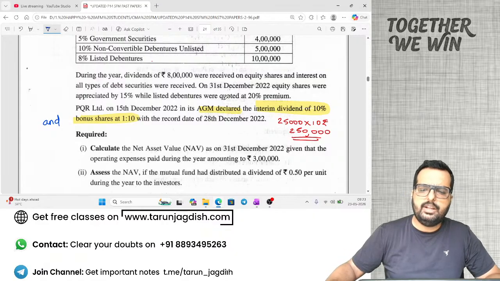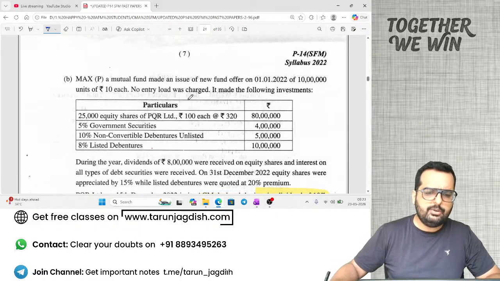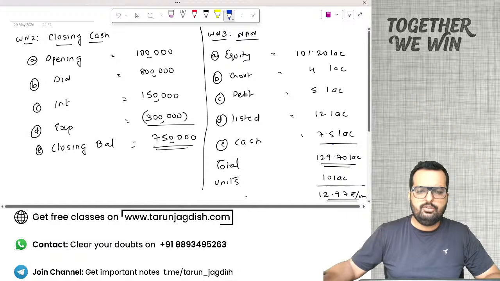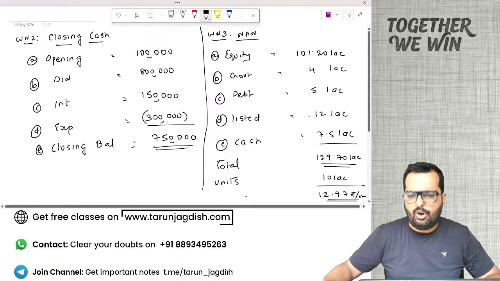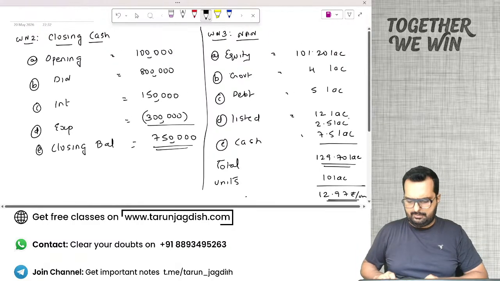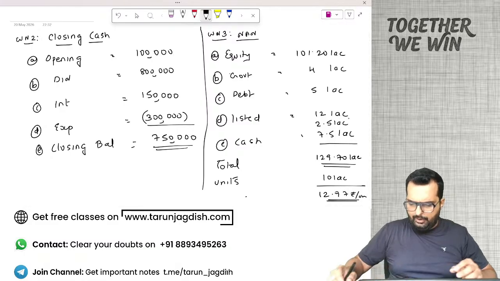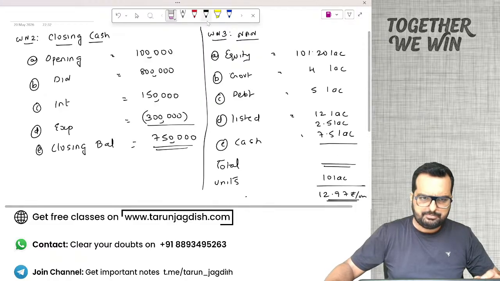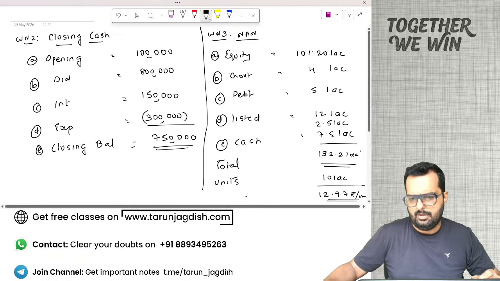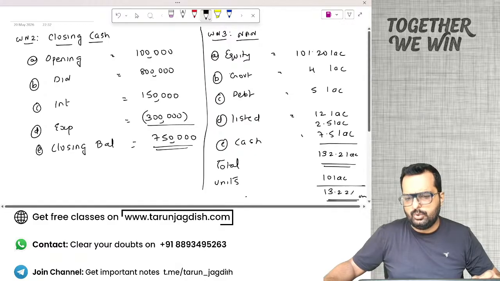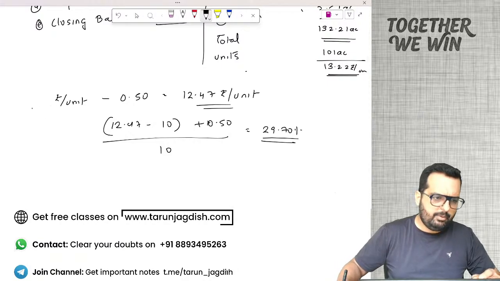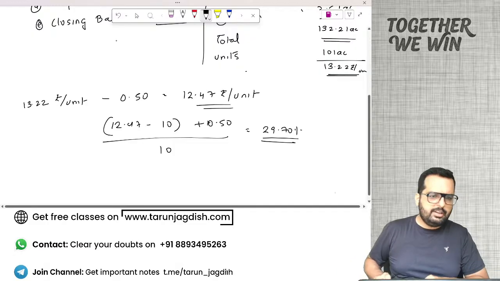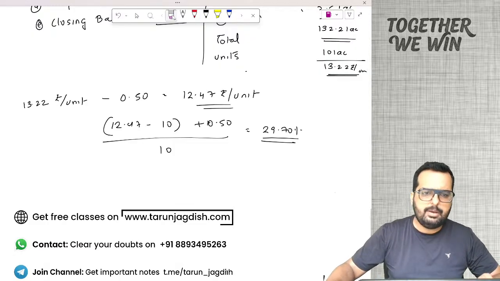So when both of these things came together, this interim dividend turned out to be 25,000 into 100 into 10 percentage, 2,50,000. So over here, I need to add that part also. Here I'll have one more cash of 2,50,000, 2.5 lakh more. So 129.7 plus 2.5 will make it 132.2 lakhs. And when you divide it by 10 lakh, you get the answer as 13.22 rupees per unit. From that, when you reduce the 50 paisa dividend, 13.22 minus 50 paisa, you get the answer as 12.72.